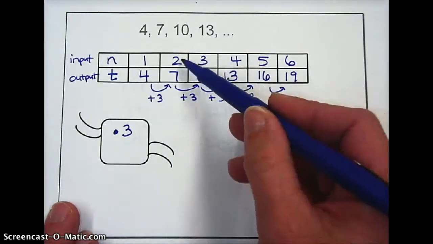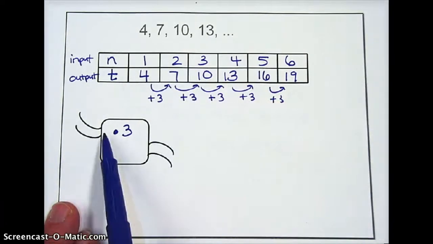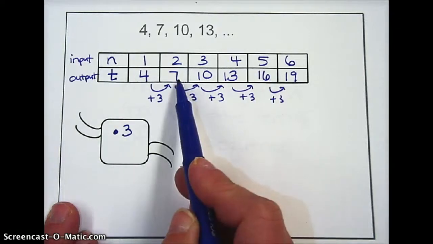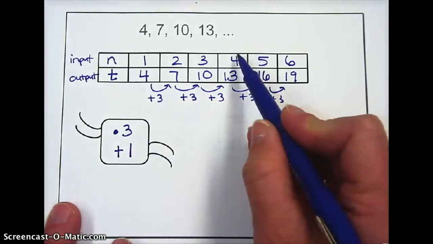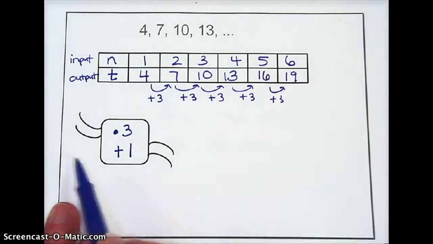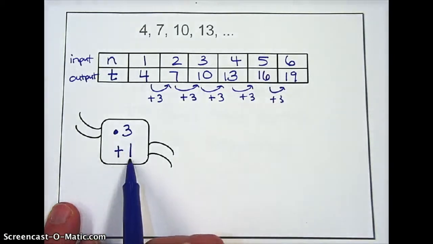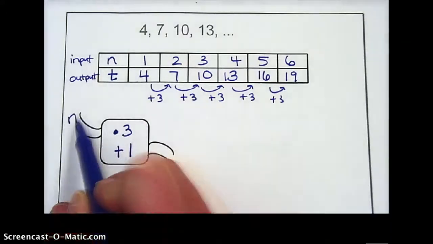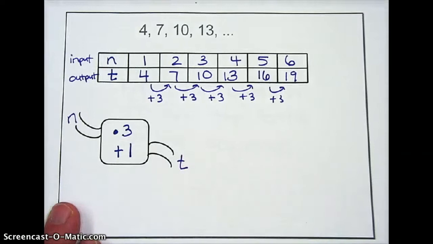So let's just see if that works for this pair. So here my input's 2. If I put 2 in, 2 times 3 is 6. And if I add 1, does that equal 7? Yep. So we want to try it one more time. Let's try it with the 4 up here. If I put 4 into my function machine, I should get 13. 4 times 3 equals 12. 12 plus 1 equals 13. So again, you're always putting in the n, applying a rule, and out comes t.